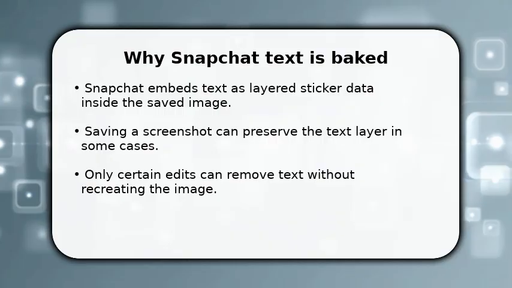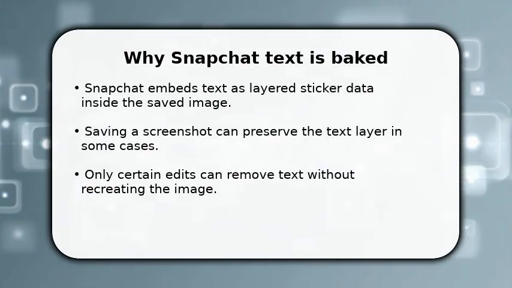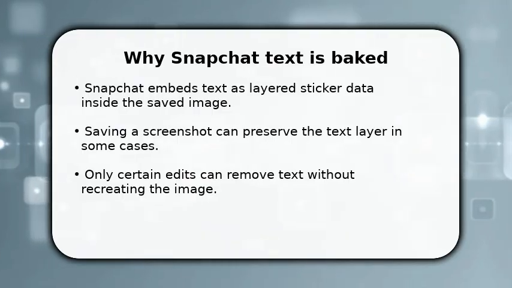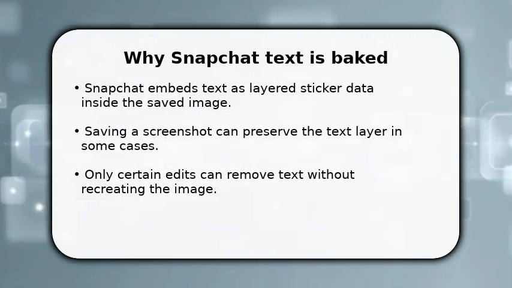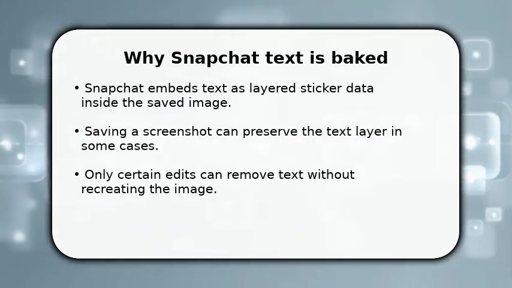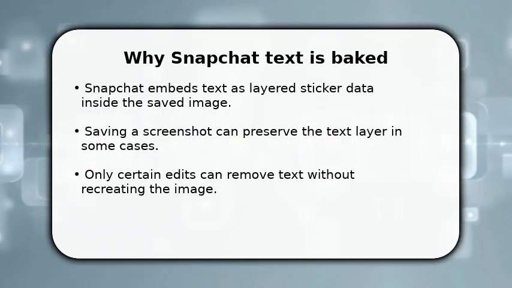Snapchat often stores typed text as a layered sticker inside the saved file. This means the text can be part of the image metadata rather than raw pixels. When you save or screenshot, the app sometimes preserves that layer instead of flattening it. Knowing this difference lets you decide how to edit.